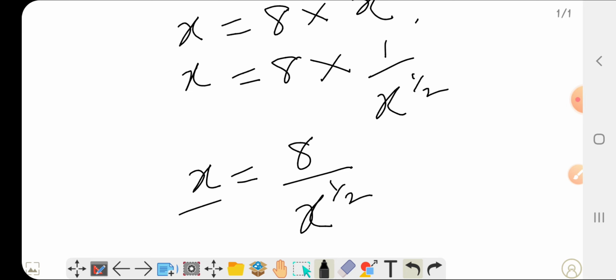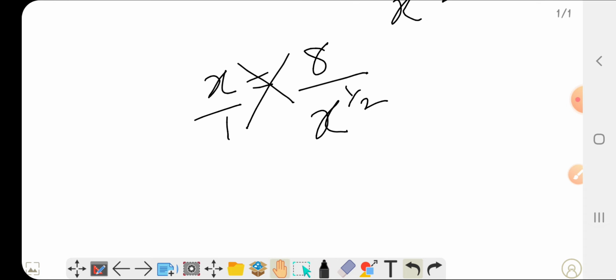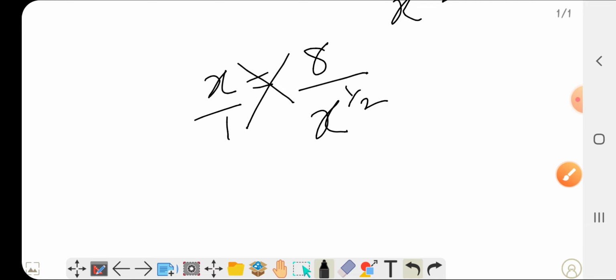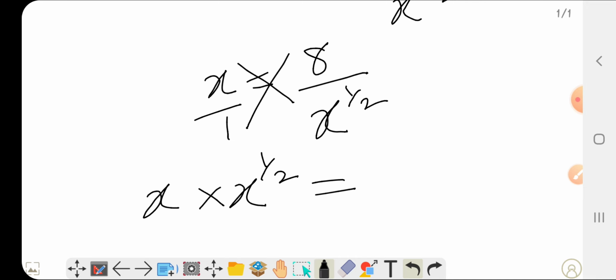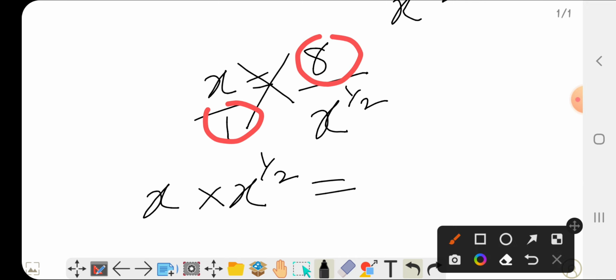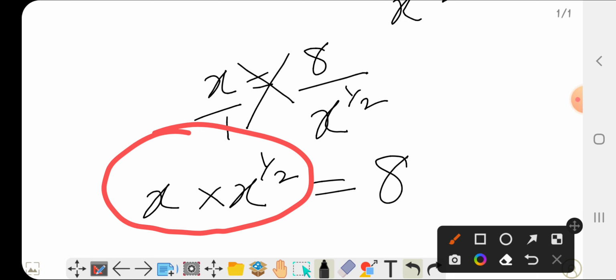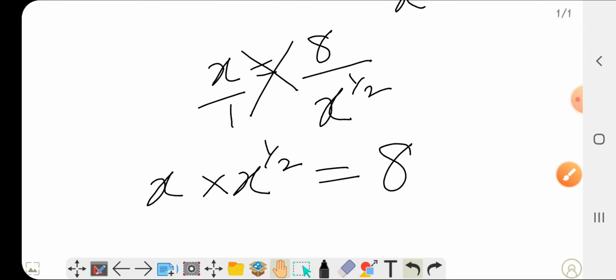Then I can put this x here over 1, then I can now cross multiply. So I will then have this x times this x raised to the power 1 over 2. Let me write it down first of all: x times x raised to the power 1 over 2, then equals this 8 times 1 gives me 8. And of course, looking at this side of the equation, we know that this x has a power 1. So following law of indices, I will pick one of the identical bases and then add the power.